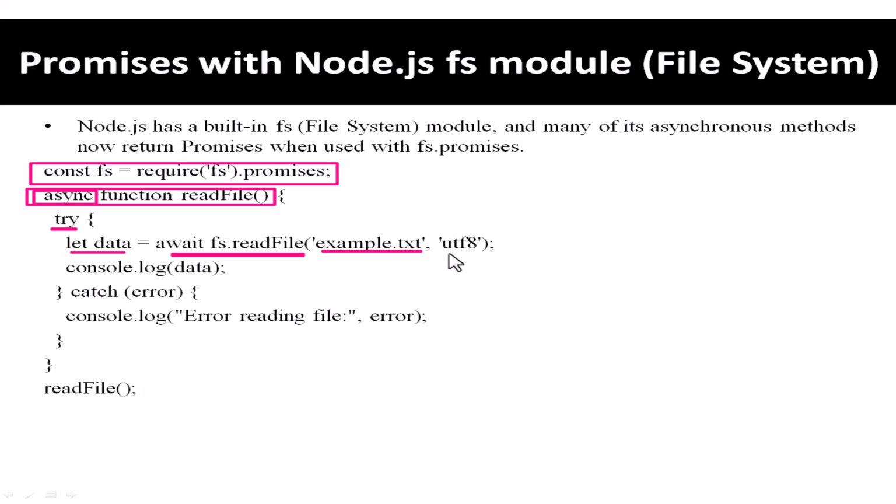It should be in UTF-8 format. UTF-8 is one of the file encodings. Console.log data is going to print the data from the file. If the file is not found, it is going to raise an error. So next, console.log is going to print the "error in reading a file" message. Whatever kind of error it is will be printed with the error code. Here we are going to call the function readFile.